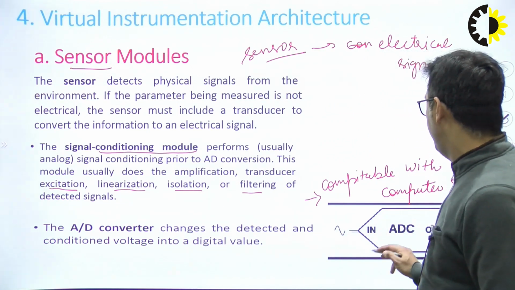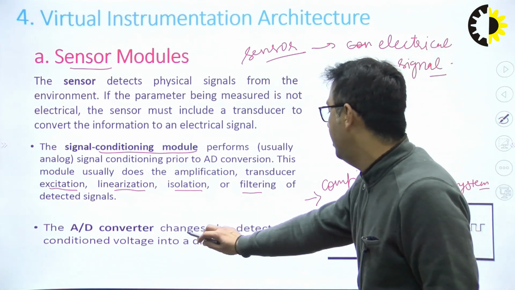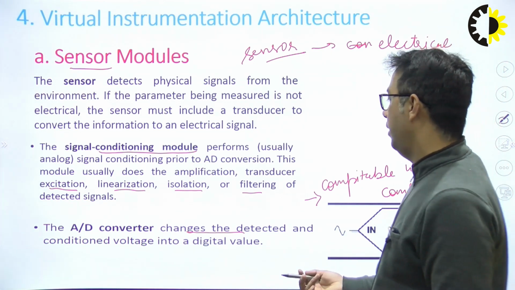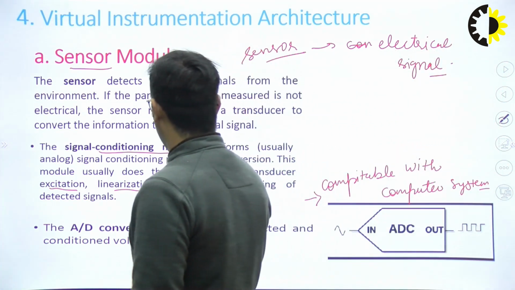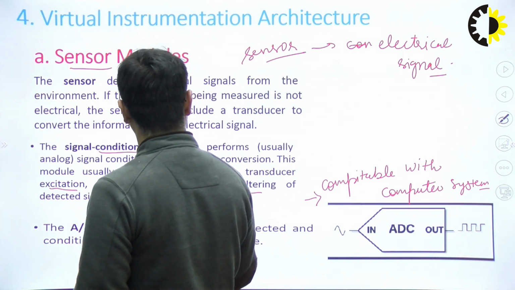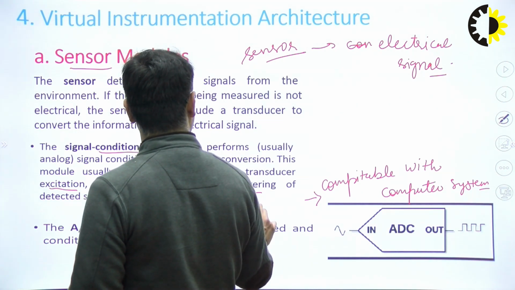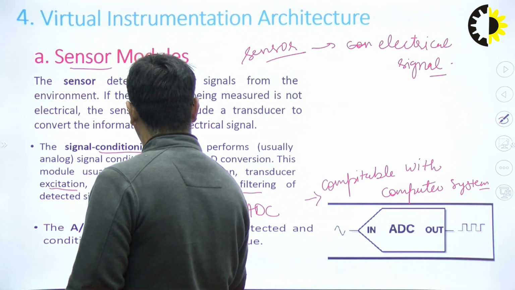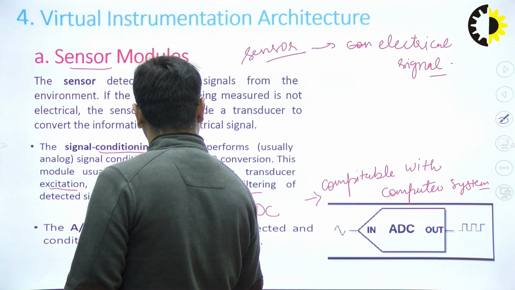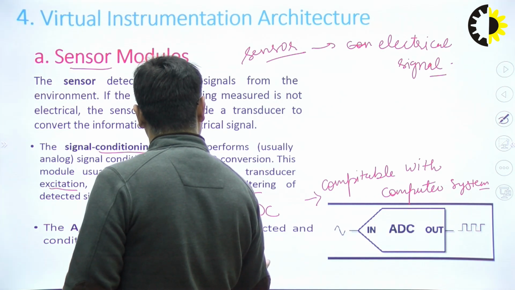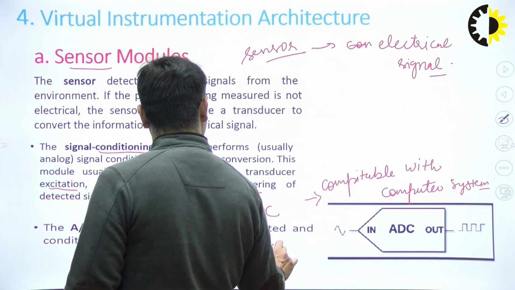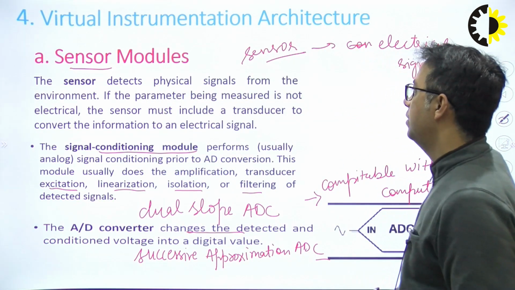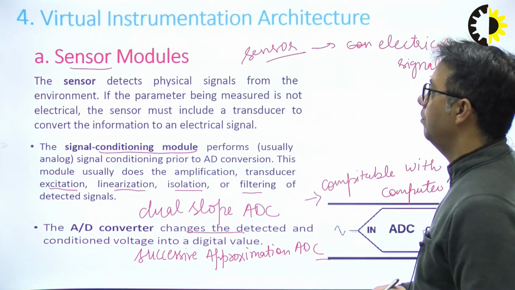For this we use some AD converters that change that signal into its digital form, and that AD converter may be like dual slope ADC or successive approximation ADC. There are other methods as well, so we shall discuss this in detail in my next lecture.